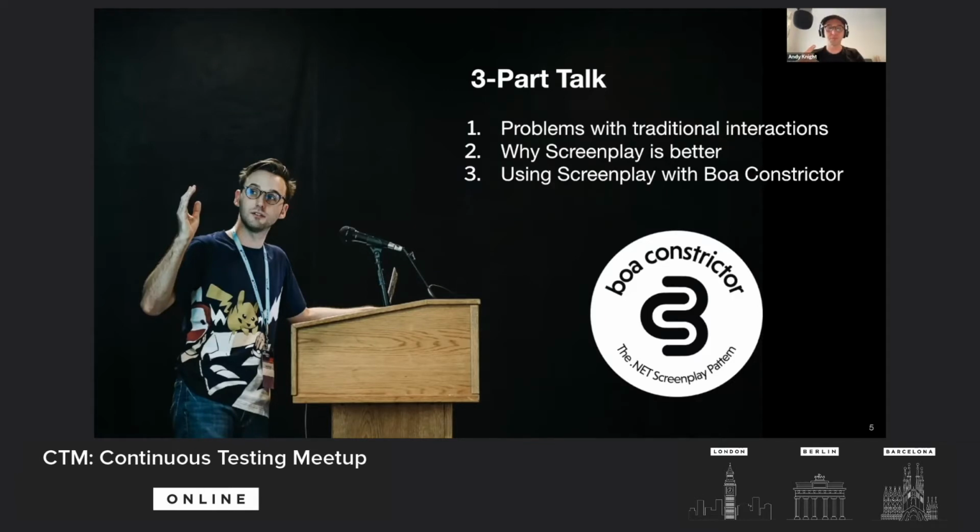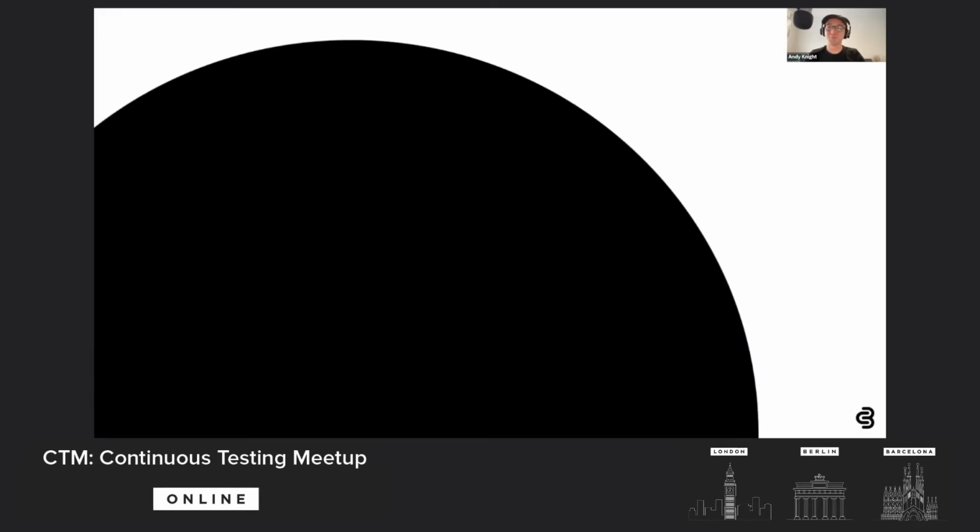First, I'll cover problems with traditional ways of automating interactions. Second, I'll explain why the Screenplay pattern is a far superior way. And third, I'll show you how to use the Screenplay pattern with a C# library named Boa Constrictor. So to start, let's define that big I word that I keep tossing around. Interactions.